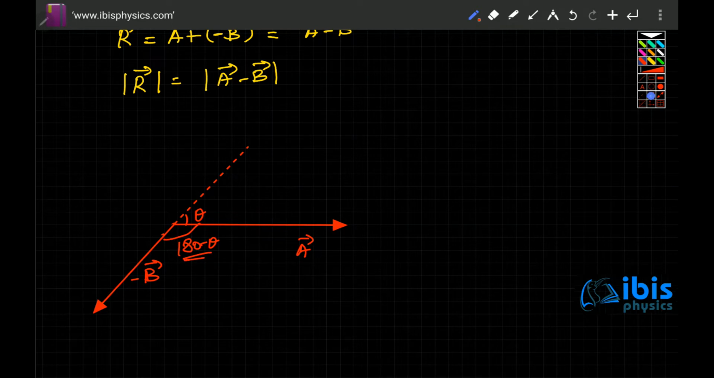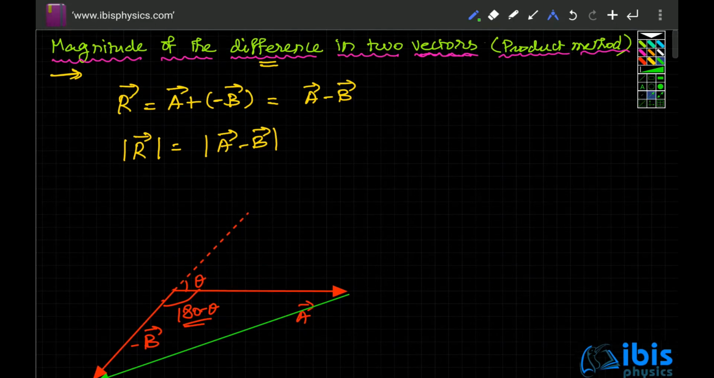When you want to find the resultant, it should be drawn from A plus minus B. It has to be drawn from here to here. So this length is the magnitude. That is what A minus B literally means. The whole geometrical thing we don't need to do. Here you just simply have to square it. So the square of the difference of two vectors is A minus B the whole square.